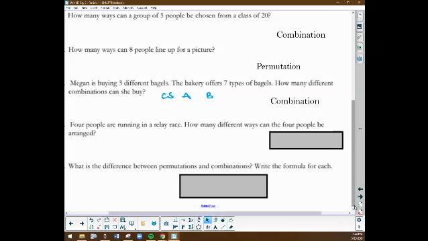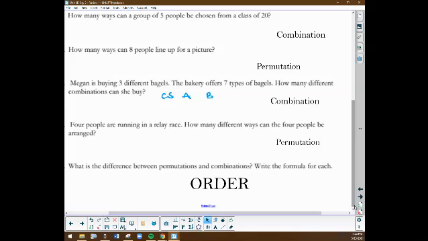Okay, 4 people are running in a relay race. How many different ways can the 4 people be arranged? If I come in first versus me coming in third, that's going to make a difference to me, so it's a permutation. What's the difference between permutations and combinations? Order makes a difference. You don't have to write the formulas; we just saw them on the previous page.